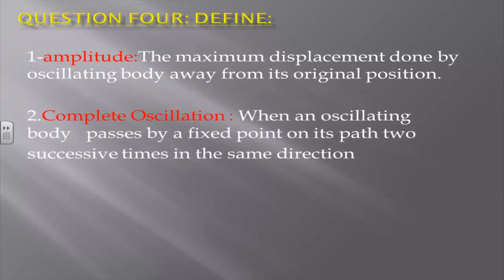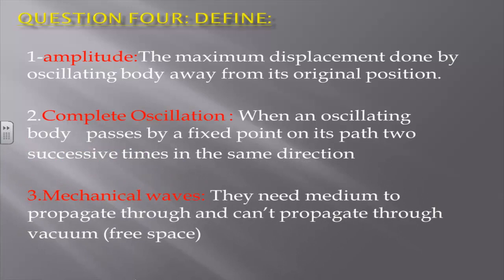Number 2. What's meant by complete oscillation? A complete oscillation occurs when an oscillating body passes by a fixed point on its path two successive times in the same direction. And the last one: what's meant by mechanical waves? They are the waves that need a medium to propagate and can't propagate through vacuum or space.